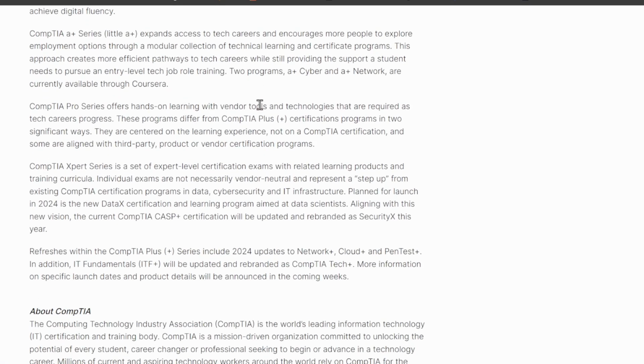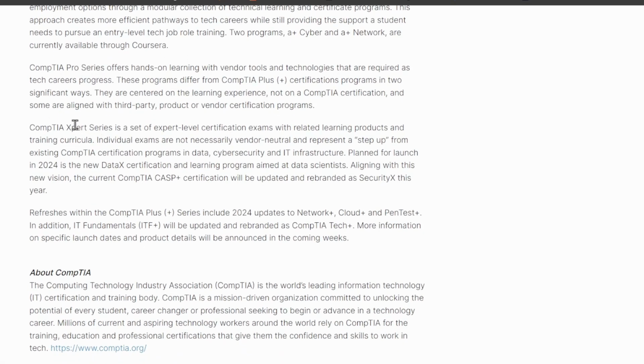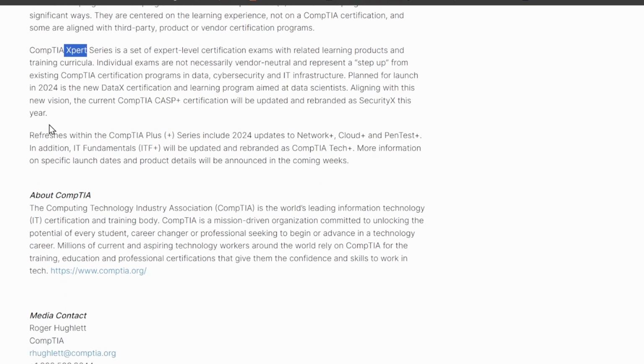Oh, I also wanted to mention the Expert Series, expert with an X. I also did want to mention refreshes within the CompTIA Plus series include 2024 updates to Network+. That's going to apply to a lot of people because a lot of people already are studying for Network+ and they're planning on taking that this year. So that's going to be a big one for a lot of you watching this today.